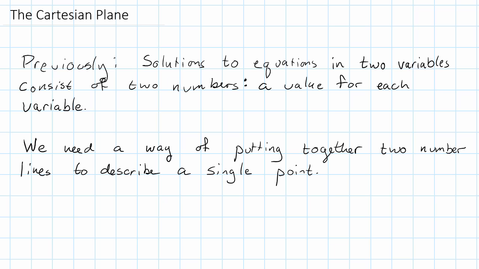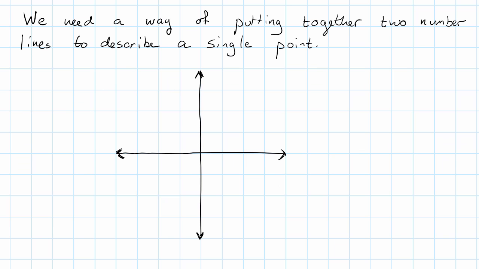How do we do it? Well, the way that we put together our two number lines is to draw them at a right angle to one another. A right angle, remember, just refers to a square corner. The reason that we choose to draw them at a right angle to each other is that then all of these corners are the same as each other. The place where we choose to have them cross is at the point 0, 0.